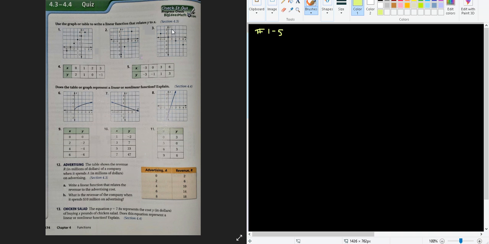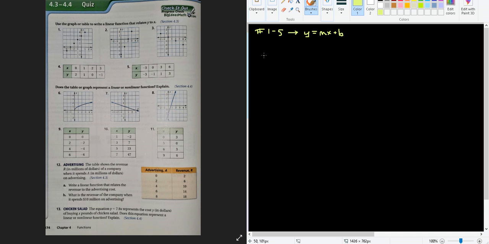I know these are linear because as y increases or decreases by the same amount, so does x. On this one, y is going down by 1, x is going up by 1. Here, y is going up by 2 as x goes up by 3. So all of these on 1 through 5 are linear, which means on all of them we can use y equals mx plus b because every line can be written in slope-intercept form.